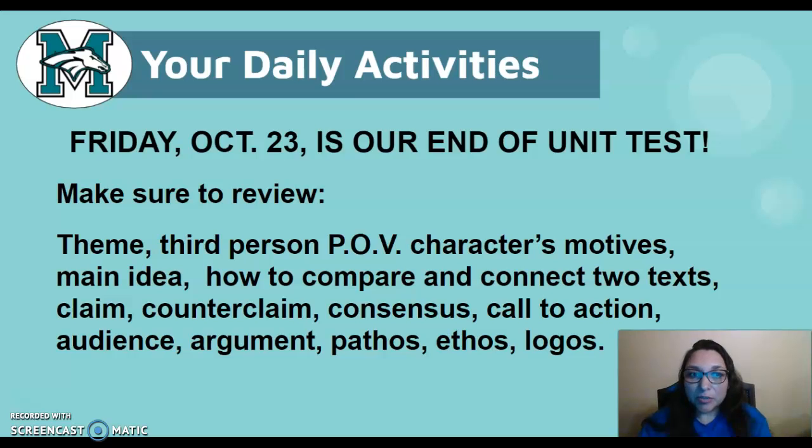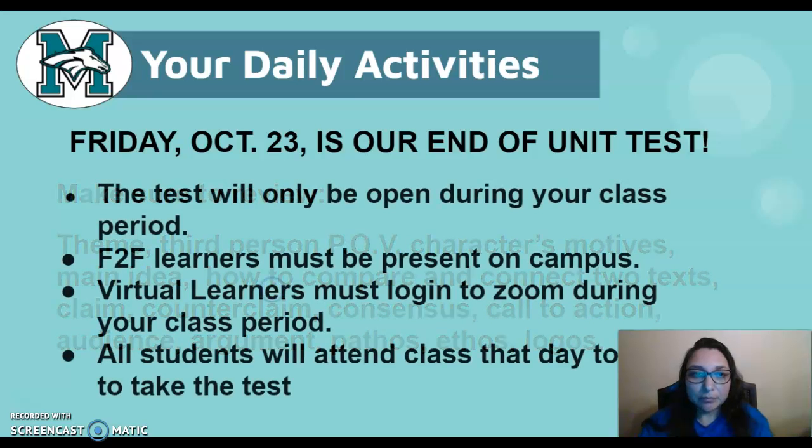I do want to remind you that Friday, October 23rd is our end of unit test. So make sure that you review the following vocabulary and you understand what they are and how to use them. You will need to review theme, third person point of view, characters' motives, main idea, how to compare and connect to text, claim, counterclaim, consensus, call to action, audience, argument, pathos, ethos, and logos. Pretty much everything we have covered so far.